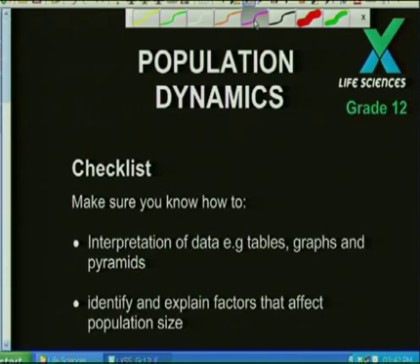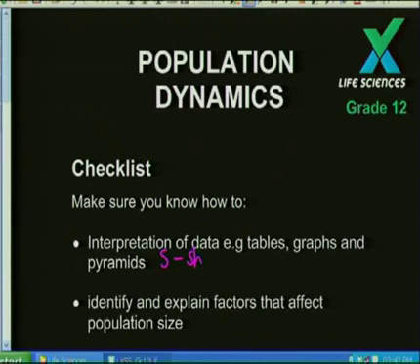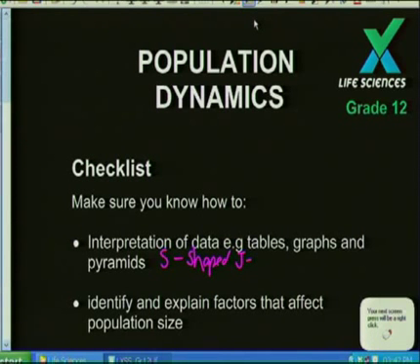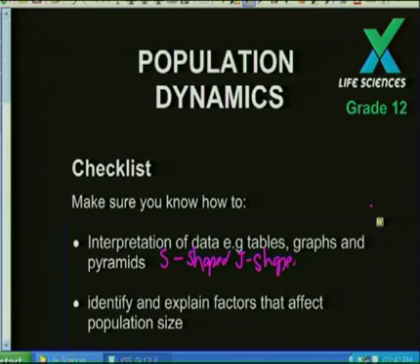When I talk about tables, graphs, and pyramids, go back into your books and you should find your S-shaped graph, okay? You've got your J-shaped graph, all your different growth curves, all right? You have all your different pyramids, showing developing countries, developed countries, all of those being ways in which we can show trends in population. Okay, the next thing you need to do is all the terminology, all right?